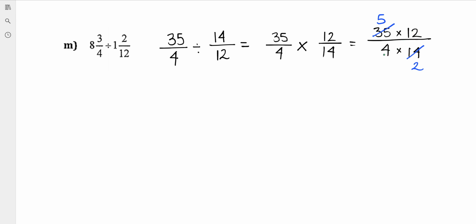So then I have 12 and 4, so 4 divided by 4 is 1, and 12 divided by 4 is 3. Therefore, my answer is going to be 5 times 3, 15 over 2, because 1 times 2 is 2, and then this becomes 7 and a half. Okay, I'm not explaining how I'm doing this. There are other videos to explain how I got from here to here. If you have questions about that, let me know, but I'm just trying to keep this video simple.